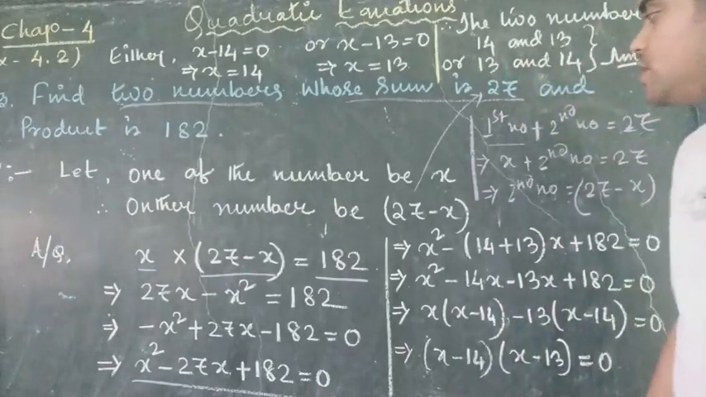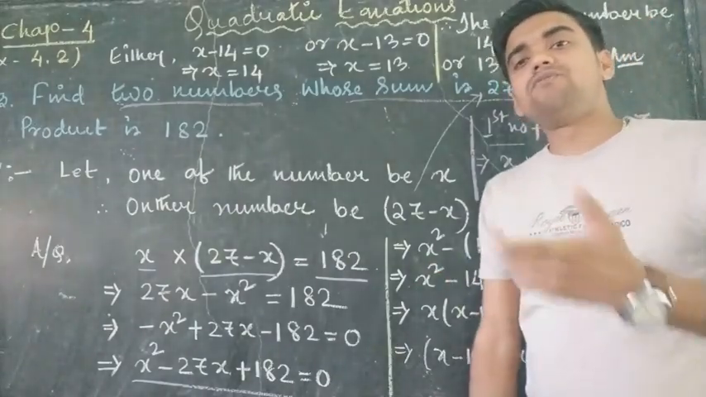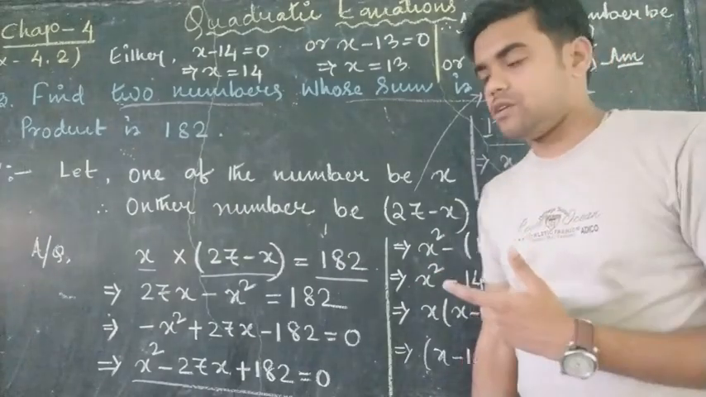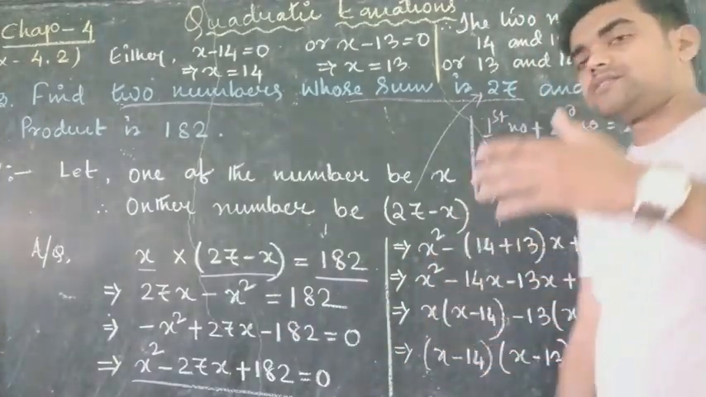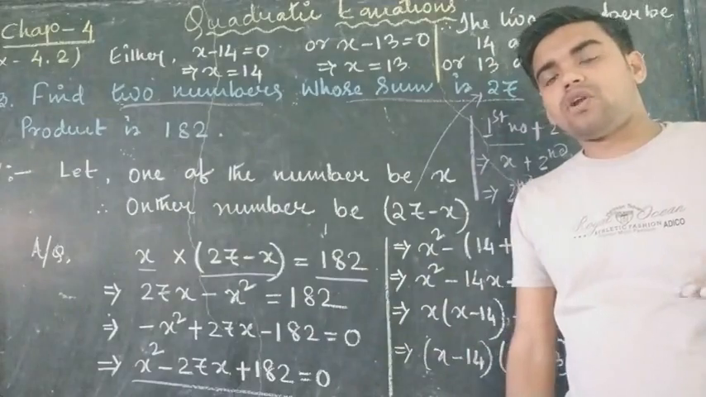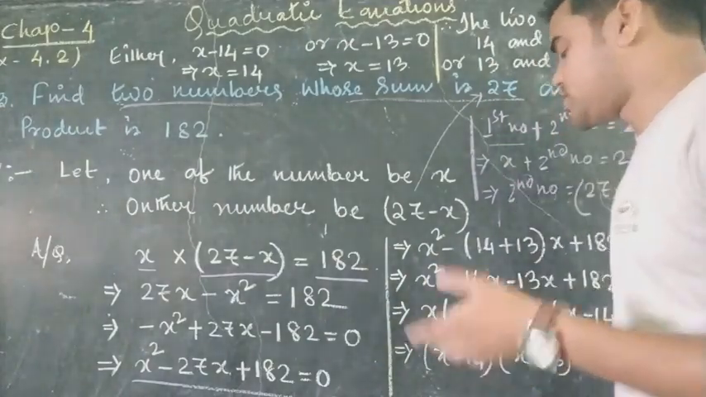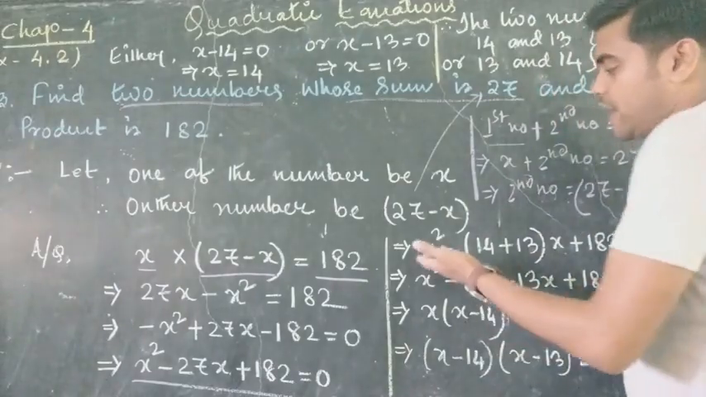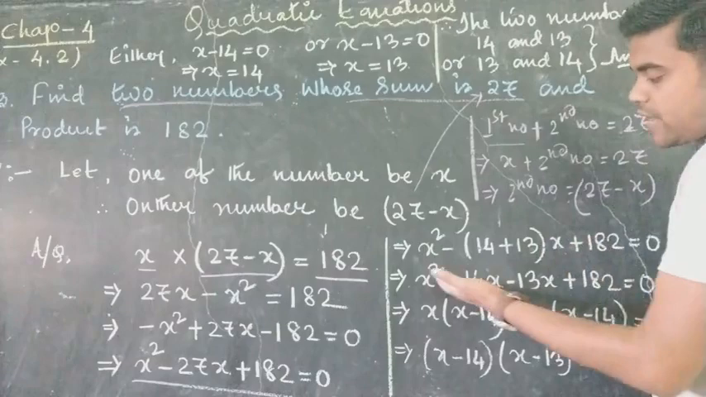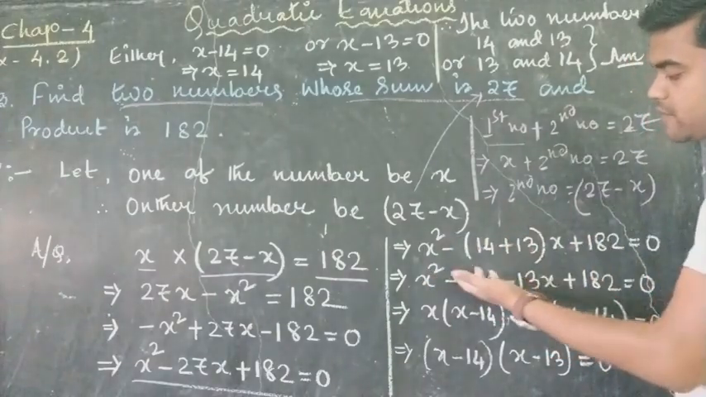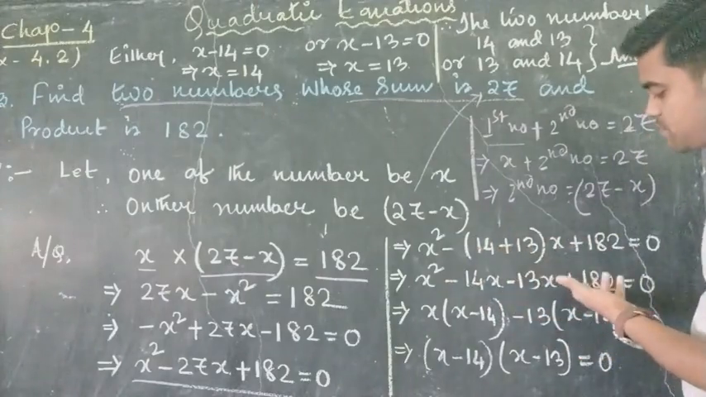Now we use the factorization method and find the roots of this equation. We already discussed the process of the factorization method and solved some questions in yesterday's class, isn't it? So x square minus 14x minus 13x plus 182 equal to 0. Again removing the bracket: minus plus minus 14x, again minus plus minus 13x plus 182.